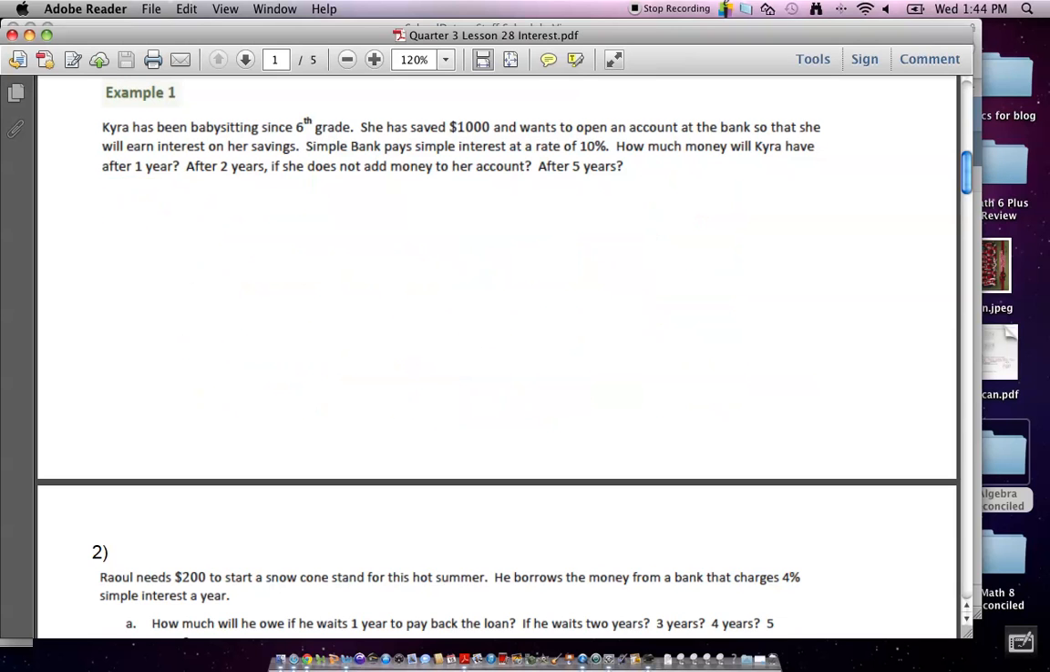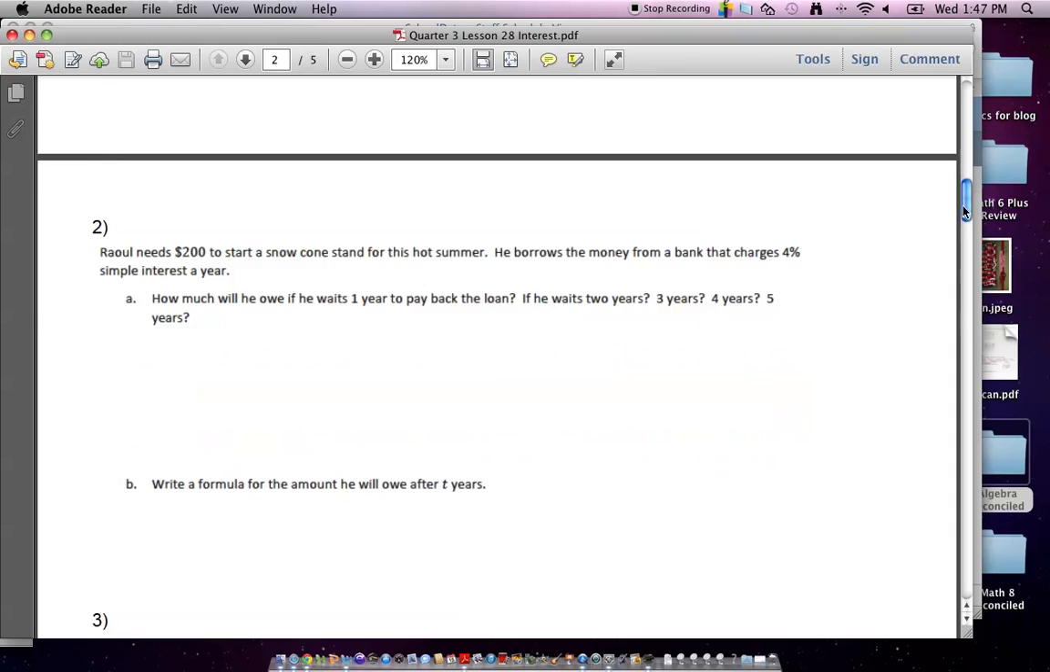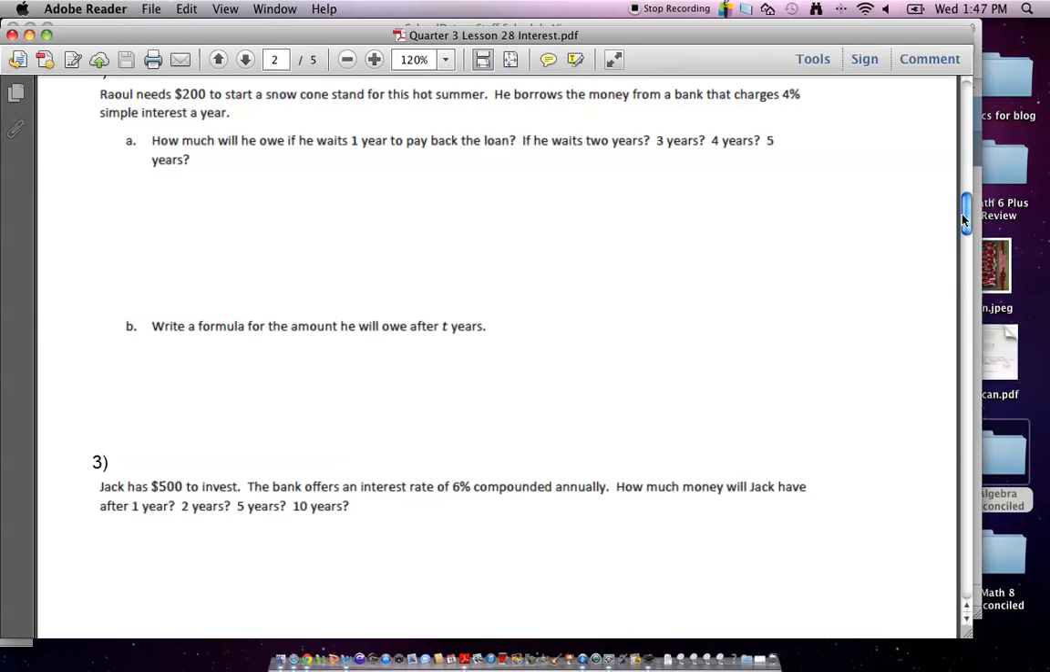Have you ever heard your parents talk about the mortgage? Yeah. Okay. The mortgage is not simple interest. Have you ever heard them talk about credit cards? Yeah. Credit cards are not simple interest. Mortgages, credit cards, car loans, these things are compound interest. Now, compound interest is a very, very different deal.